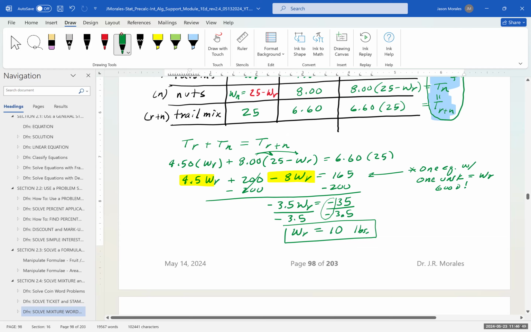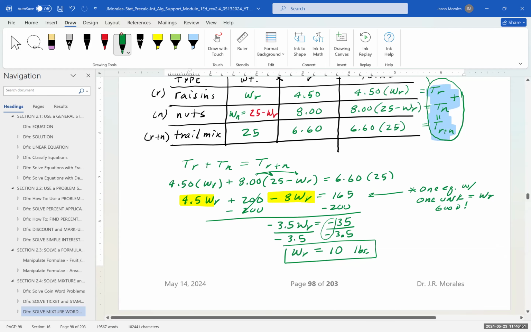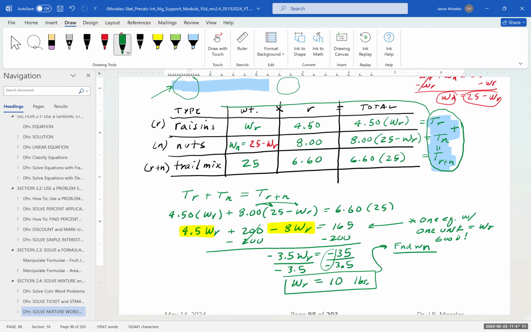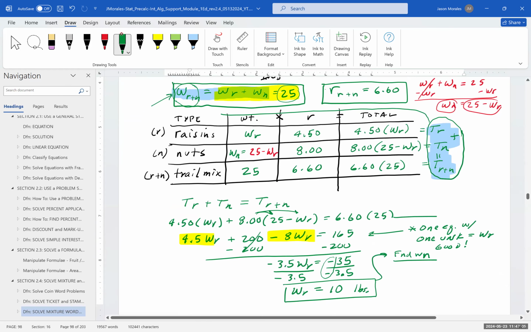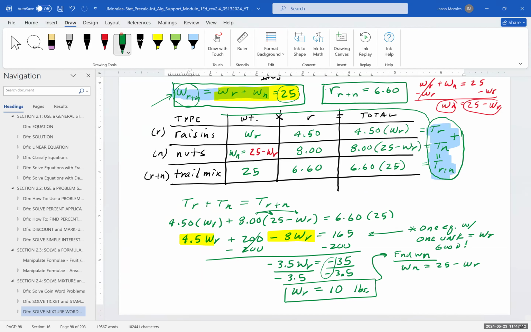All right. So now to figure out the weight of nuts that we need, let's come up here and we can find the weight of the nuts. So we can use this relationship that we've got up above. The weight of nuts is equal to 25 minus the weight of raisins. So 25 minus 10. So the weight of nuts is equal to 15 pounds.